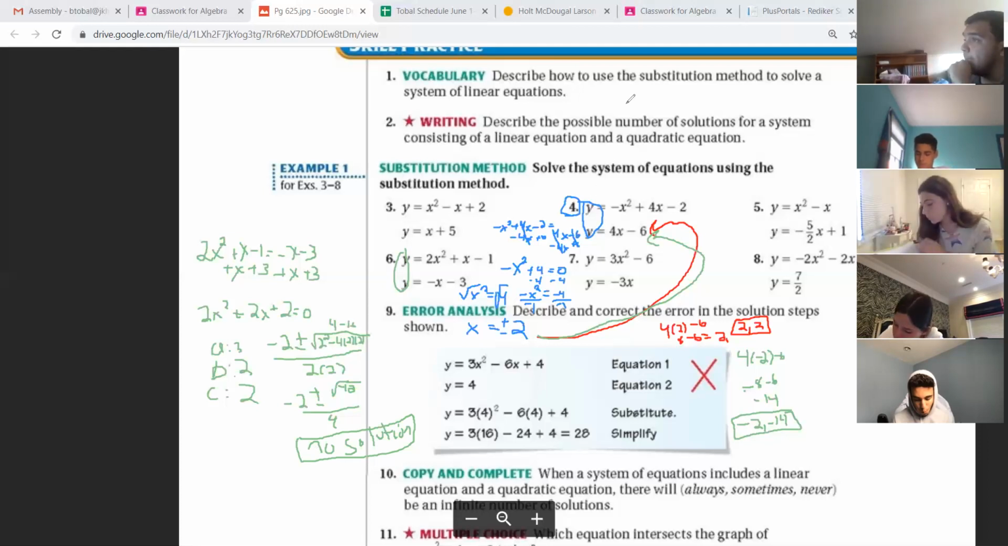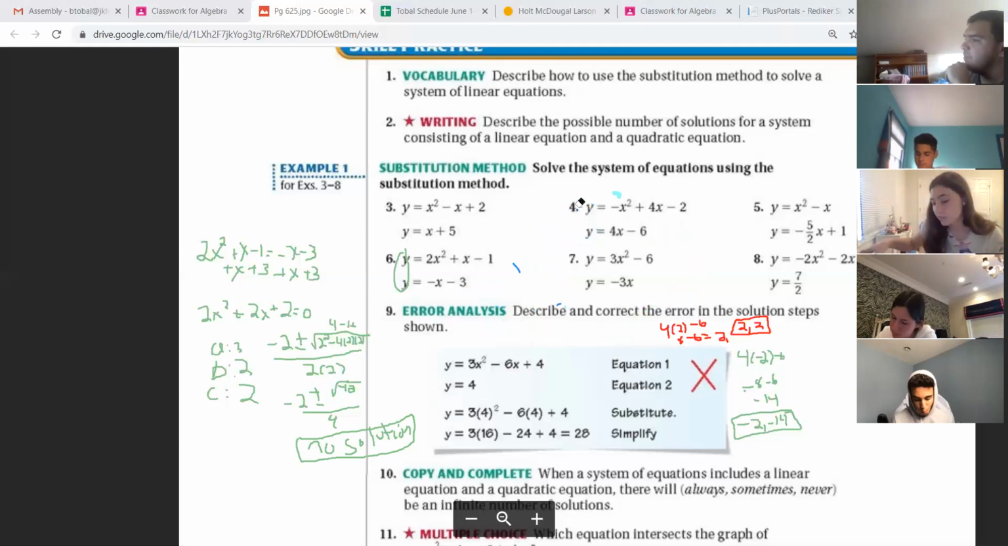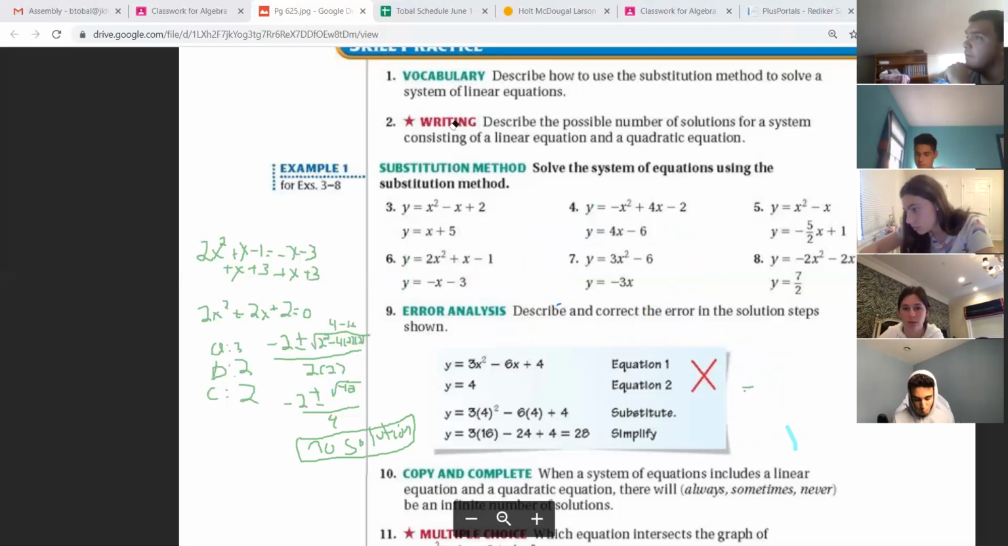Okay. All right. Let's cover number 7. I want to do all these with you just because I don't think this is straightforward. So for number 7, same process. They're set equal to each other. So let's set them equal to each other. 3x squared minus 6 equals negative 3x. All right, I want to get 0 on one side.